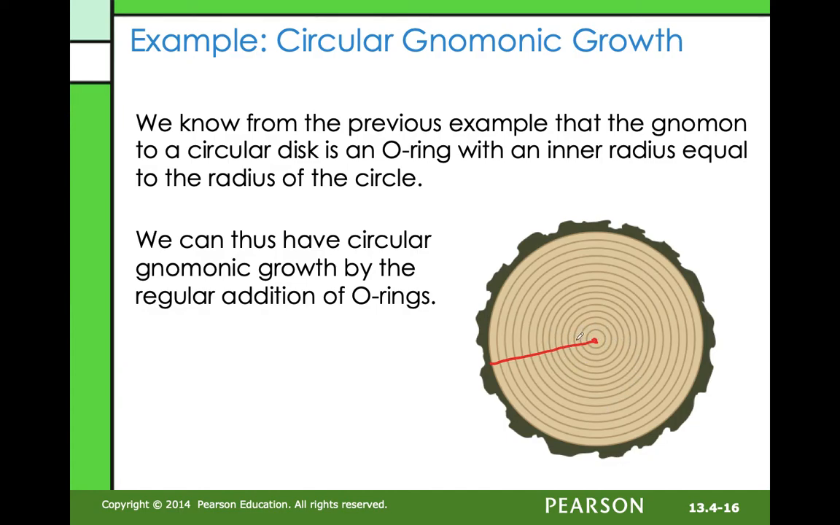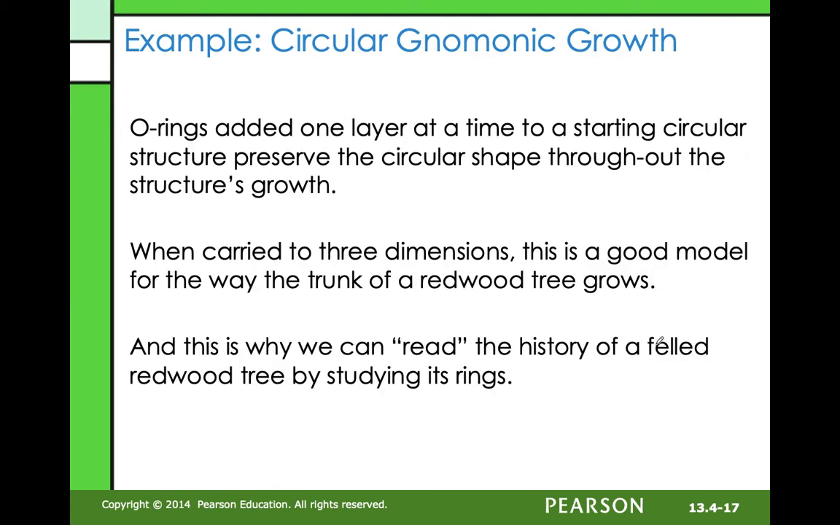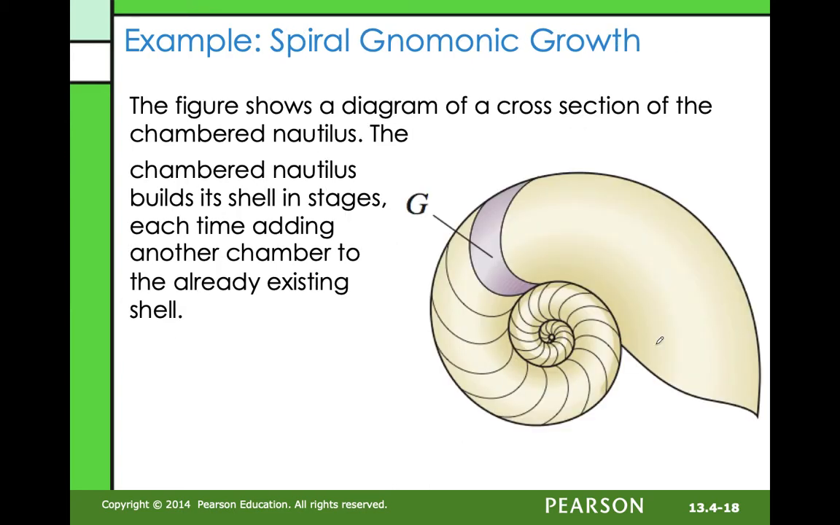In fact, from what you might remember, if you ever studied environmental science or anything of that sort, the number of rings helps to tell you the age of the tree. Kind of cool stuff. So O-rings, added one layer at a time, will start a circular structure and preserve the circular shape throughout the structure's growth. When you carry that into 3 dimensions, this is a good model for the way that the trunk of a redwood tree grows. And this is why we can read the history of a felled redwood tree by studying its rings.